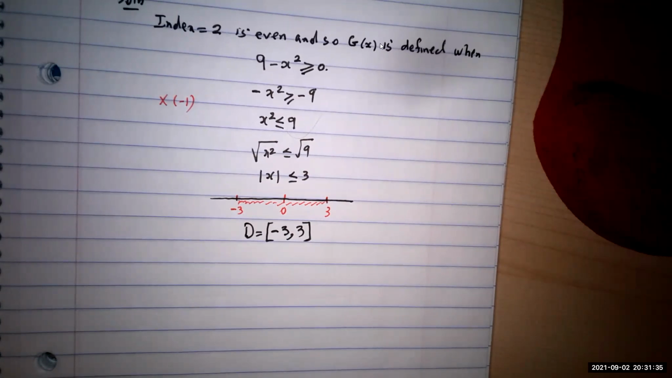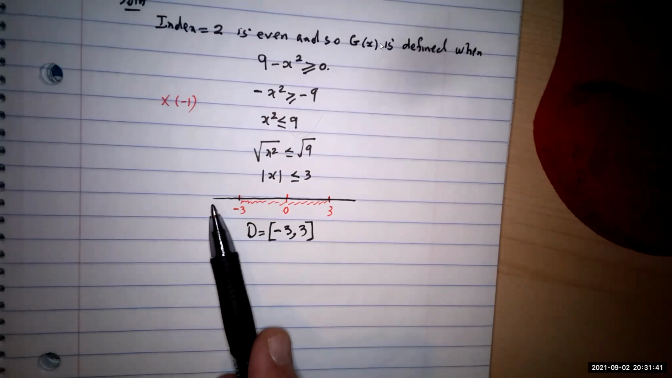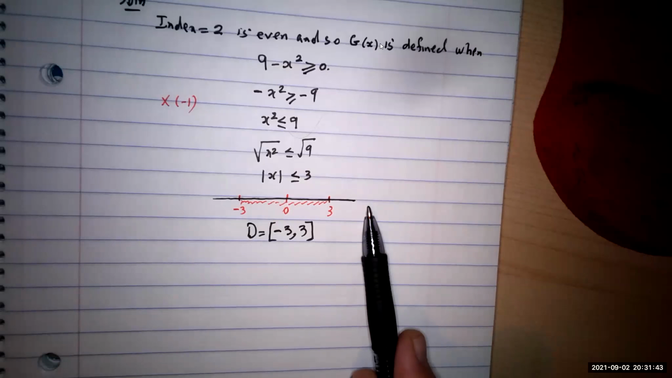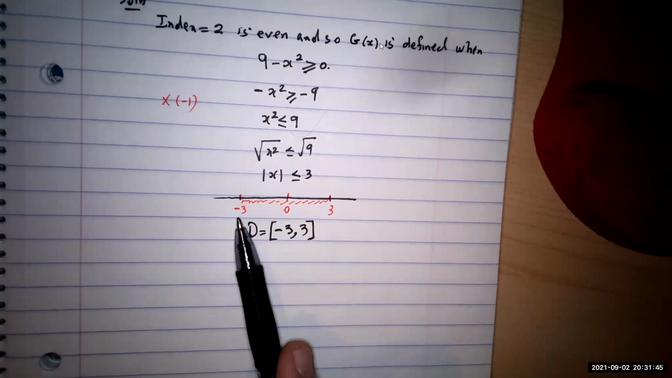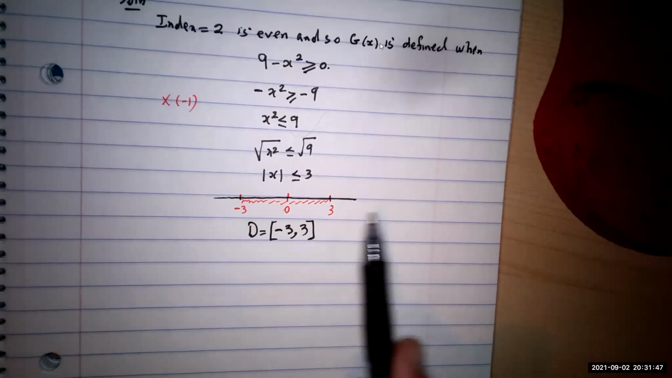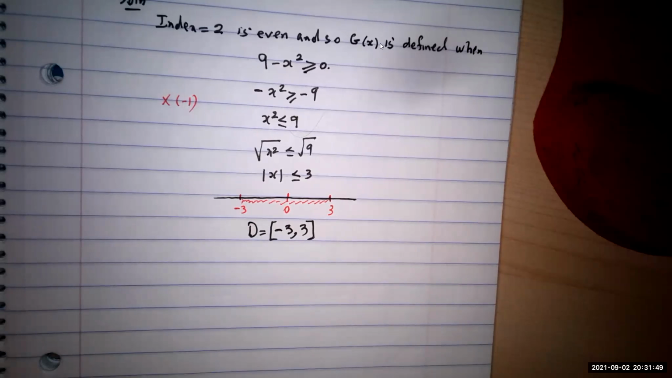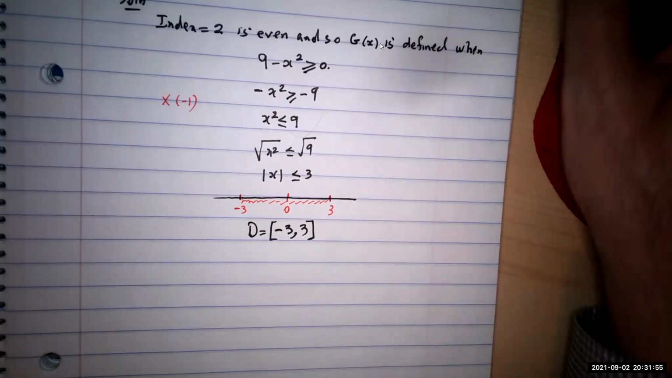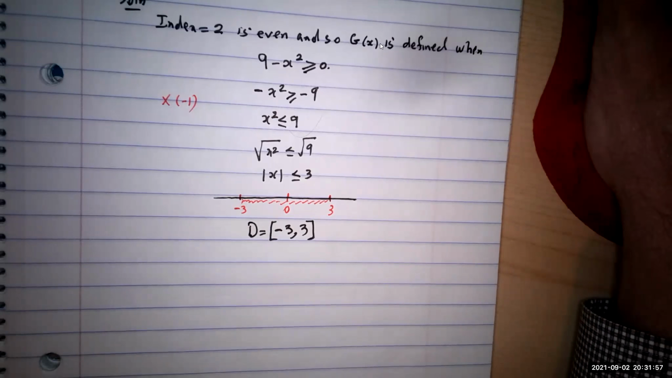So if it was greater than, how would we write the domain? Greater than, you are going to have the portion to the right and the portion to the left. It would be negative infinity up to -3, union with 3 to positive infinity. Oh, okay, thank you. That's a very important question.